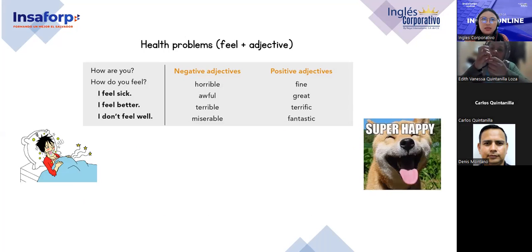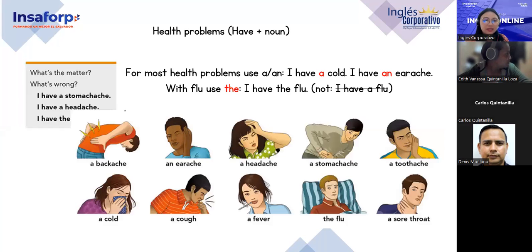Number one, parts of the body. Number two, two different questions in order to ask about feelings. How do you feel? And then, how are you going to ask about health problems?